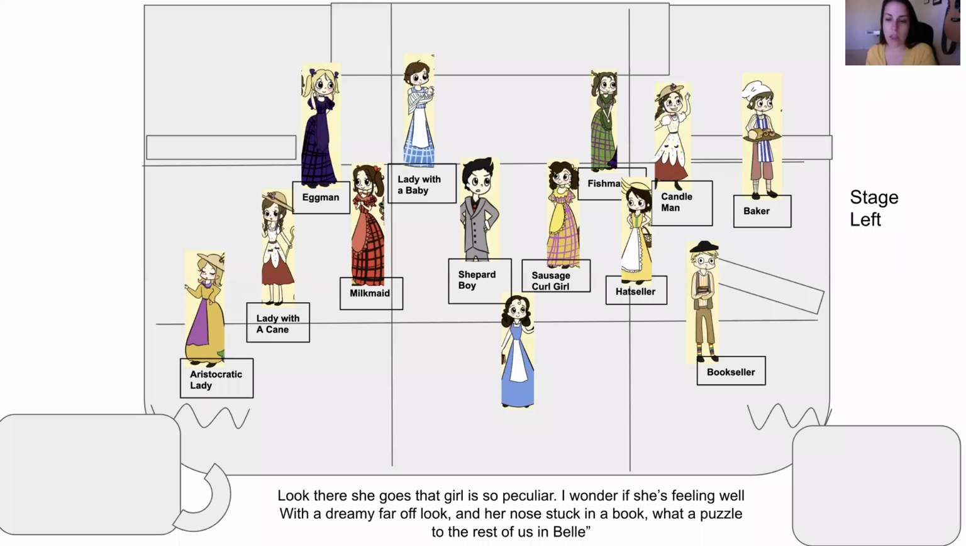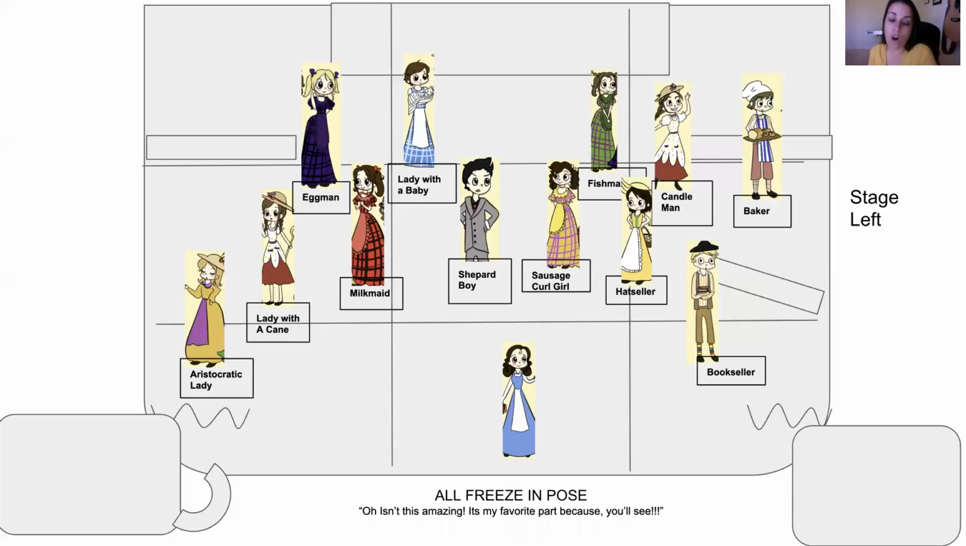Bookseller finishes out the V. So you are in a kind of 2V formation. And we all sing, look, there she goes, that girl is so peculiar. And we're all singing. Meanwhile, Belle is just enjoying her book so much, standing and reading as happy as can be. And then we all freeze in a pose, okay? I really like Candleman's pose. You see that? She's like, oh, okay, whatever you want to do.